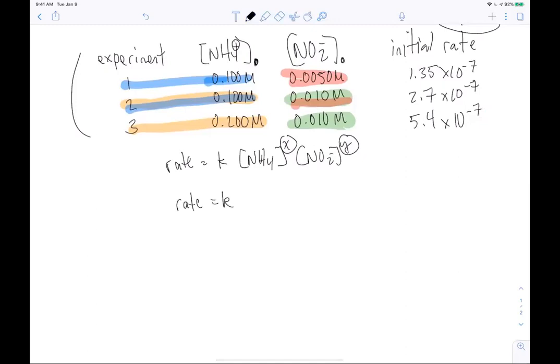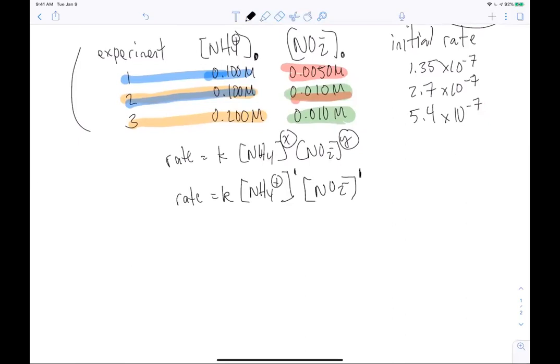So our rate for this just ends up equaling the ammonium concentration raised to the first power times the nitrite concentration raised to the first power. And these powers that are here, we refer to as the order of the reaction. So this reaction has an order of two, and we call that second order. And so the language that we use around this would be: the reaction here is first order in ammonium and first order in nitrite and second order overall.